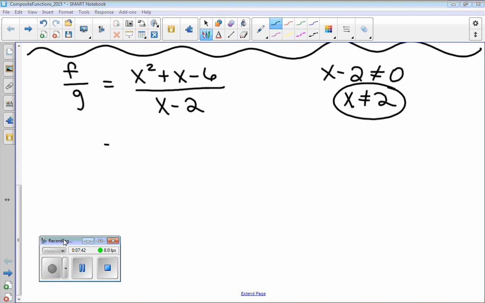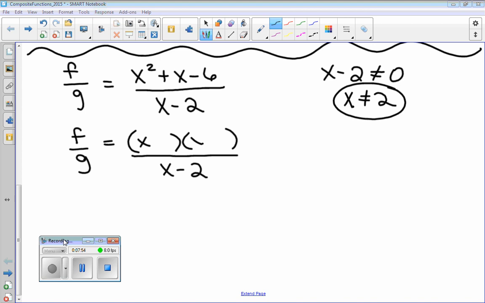Let's factor it. Now the bottom still says x minus 2, but what does the numerator factor into? 2 and 3. Which one's negative and which one's positive? It's x plus 3 and x minus 2. Remember, they have to add to be the middle term and they have to multiply to be the last term. So they just take out, but you don't have to graph it, you're just simplifying it.